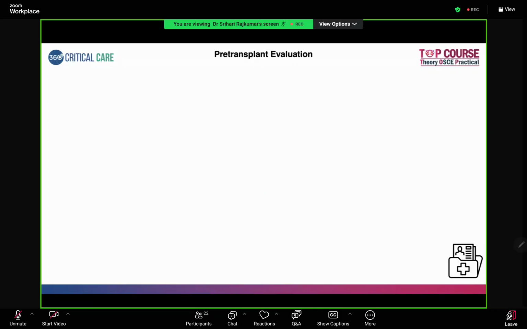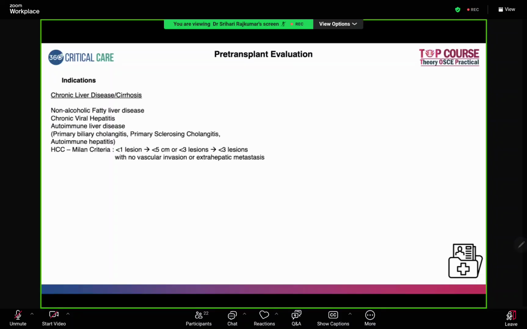So, just brushing through the pre-transplant and intraoperative management. So, pre-transplant evaluation. What are the indications? If you are looking at a patient with CLD or cirrhosis, the common indications are those who have a history of NAFLD, non-alcoholic fatty liver disease, but now it is called steatotic liver disease. That NAFLD term has now gone off. Now it is more of SLD, steatotic.